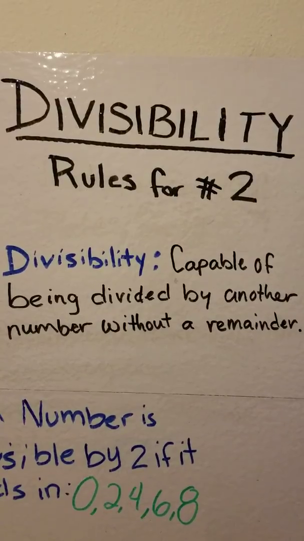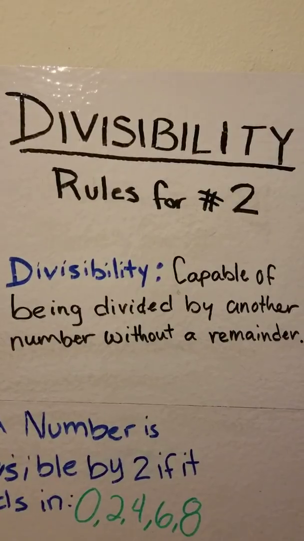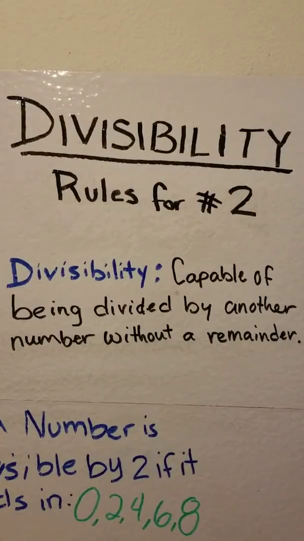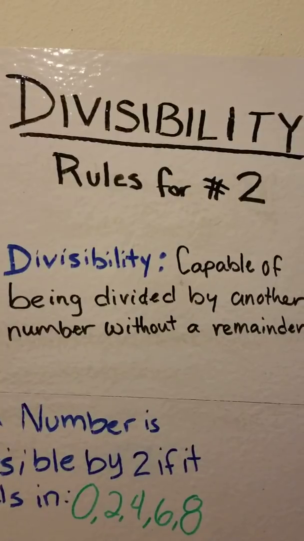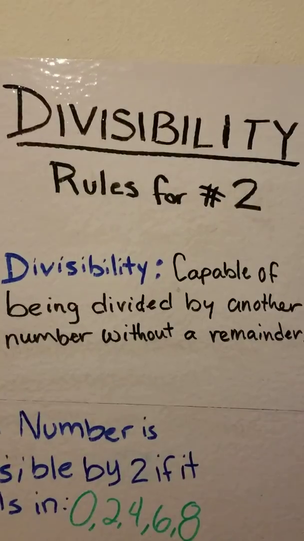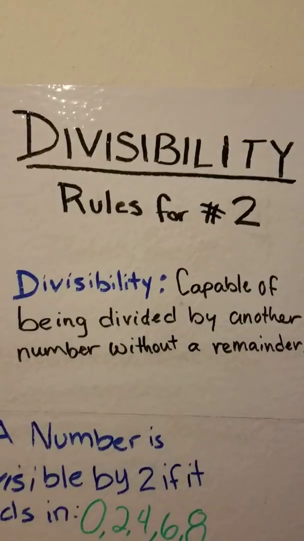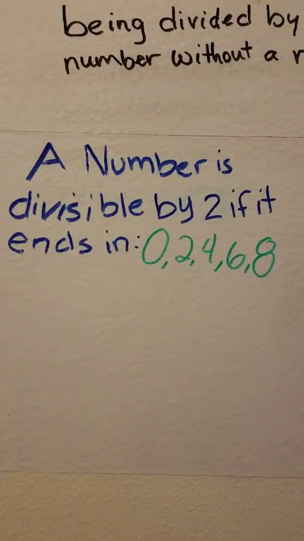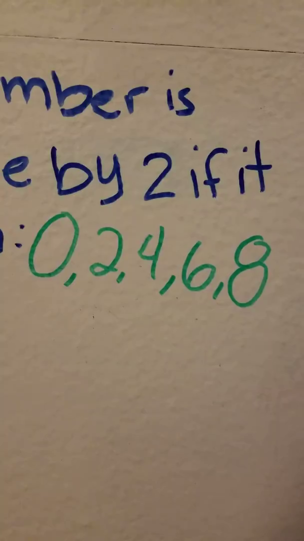So if you were going to share a snack with your friends and you only had 3 of those snacks, but you had 4 people, then you wouldn't have enough. You'd have 1 left over and they wouldn't get a snack. So that means it's not divisible because you have a remainder left over. Moving on to the rule for the number 2: a number is divisible by 2 if it ends in 0, 2, 4, 6, or 8.